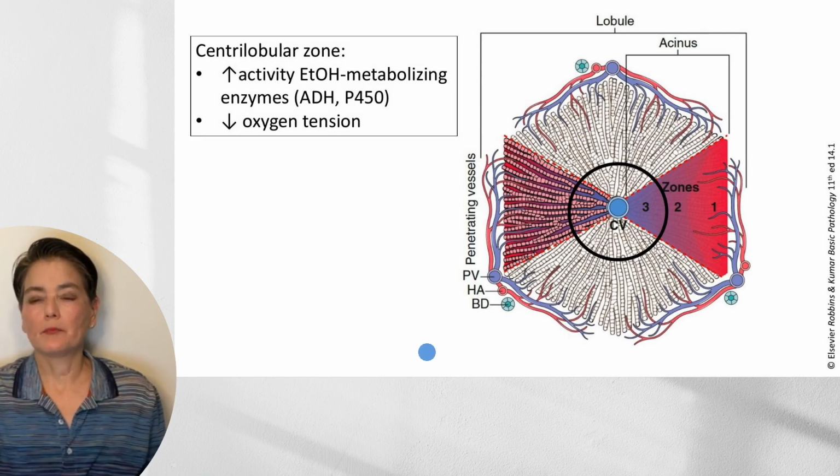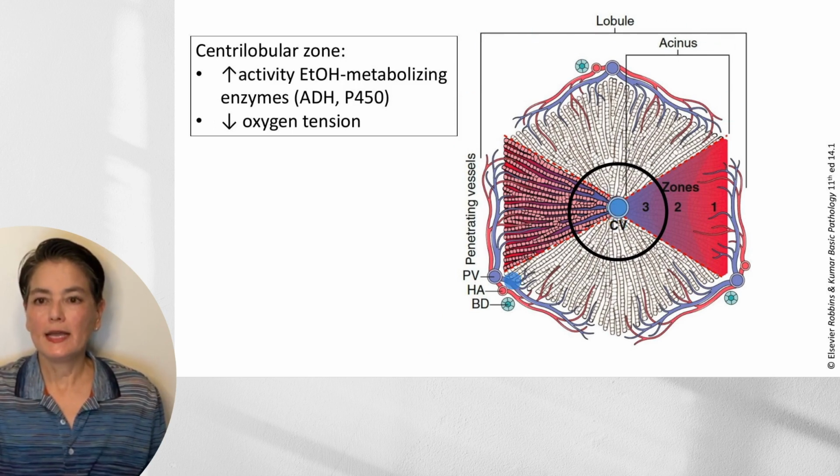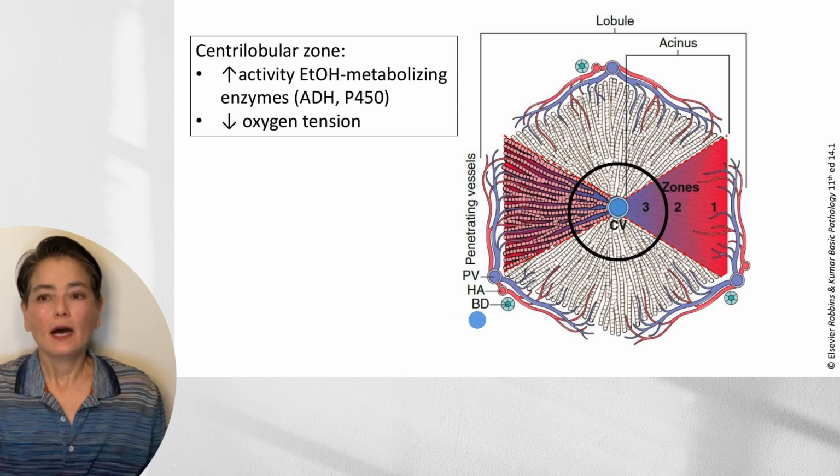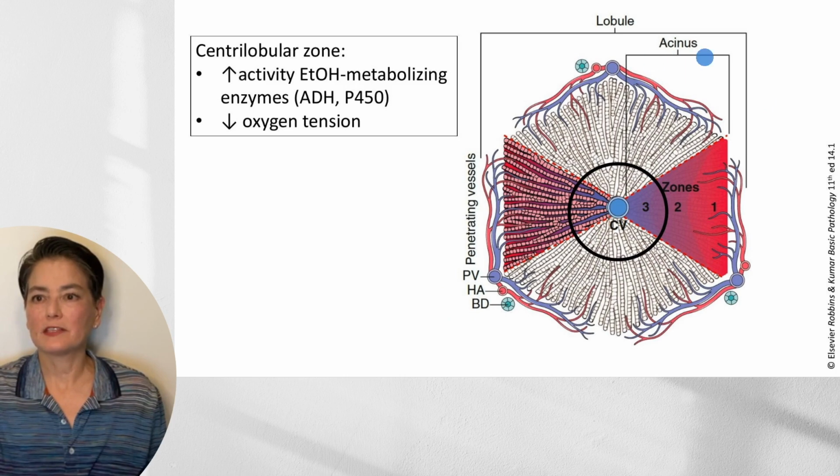This is an image from Robbins and Kumar Basic Pathology showing here a hepatic lobule. The central vein is at the midpoint, and here at the apices we have our portal triads that consist of the portal vein, hepatic artery, and bile duct. Another way of thinking about the anatomy of the liver is in an acinar architecture, which we can see here. This refers to the zones of perfusion, as oxygen is removed from blood from the hepatic artery as it traverses the liver towards the central vein.